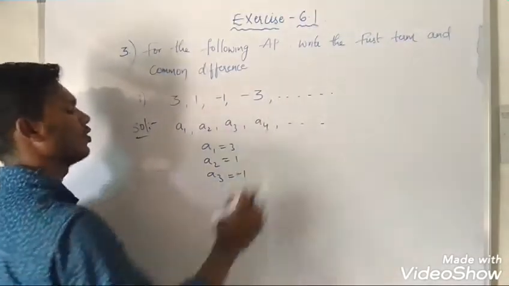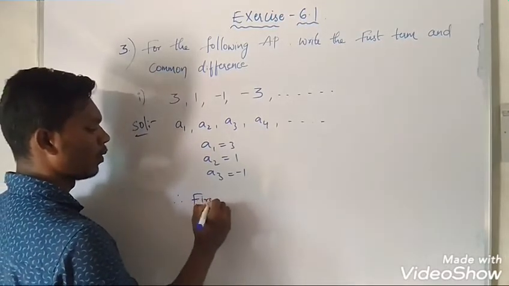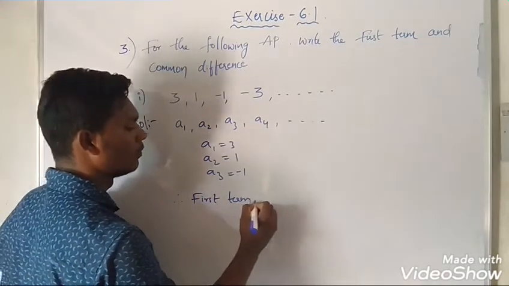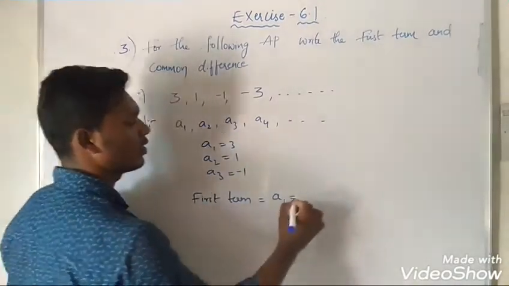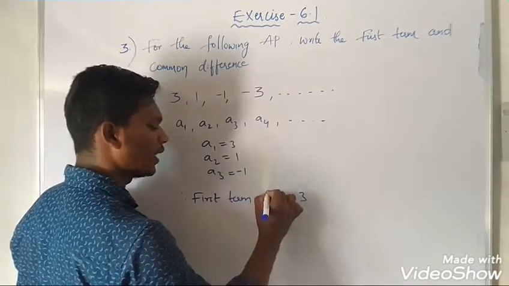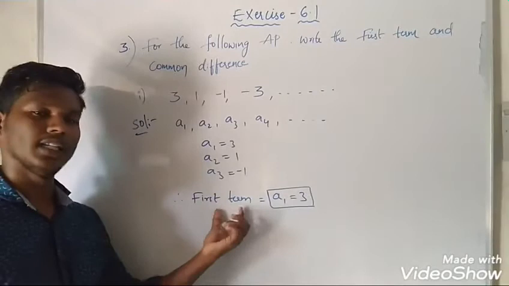He is asking us to find the first term. Therefore the first term is equal to A1. What is the value of A1? A1 is equal to 3. Therefore the first term is equal to 3. Okay, friends? So we have found the first term.